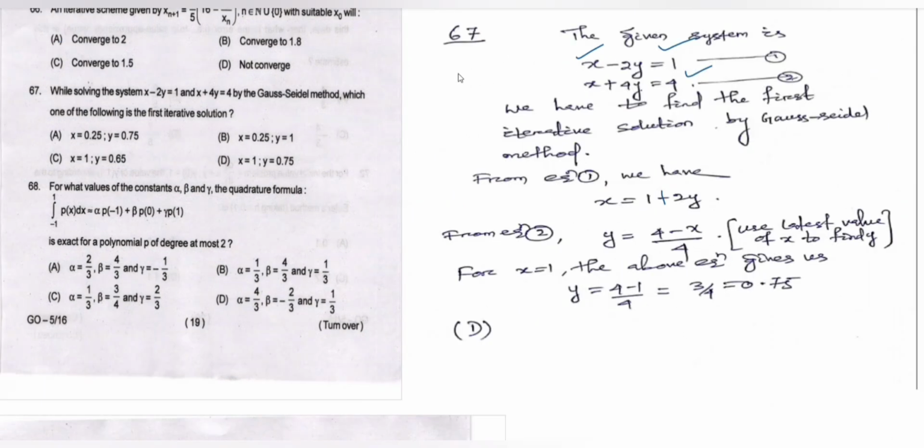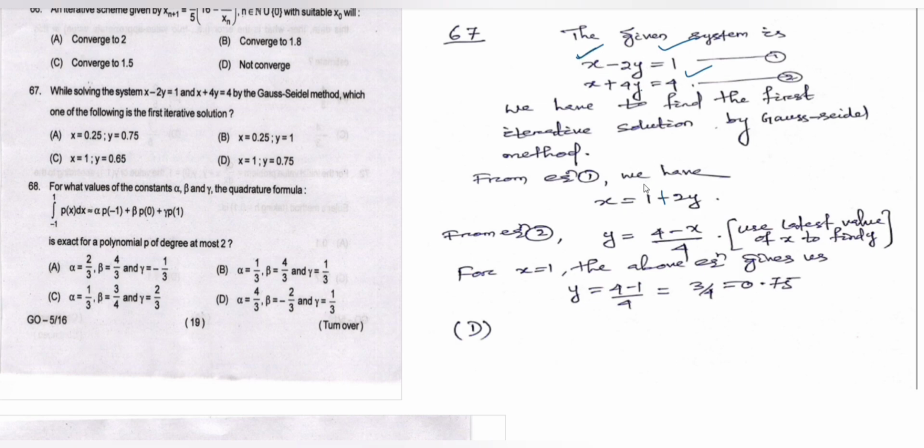In question number 67, we have to find the first iterative solution of a given system using Gauss-Seidel method. The given system is x minus 2y equal to 1 and x plus 4y equal to 4. Here you can see the coefficient matrix of the given system is not strictly diagonally dominant, so the convergence is not guaranteed. However, since we have to find the first iterative solution, from equation 1, let us write the first variable x in terms of the second variable y.